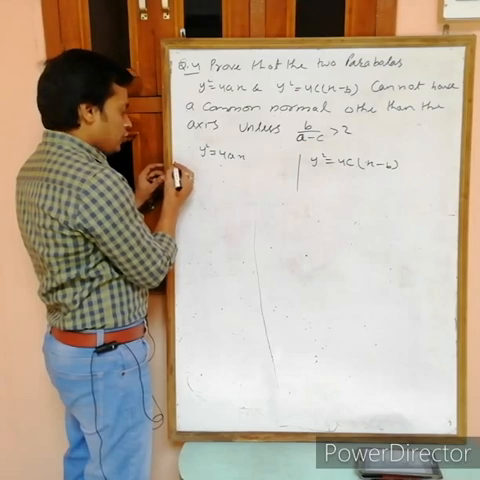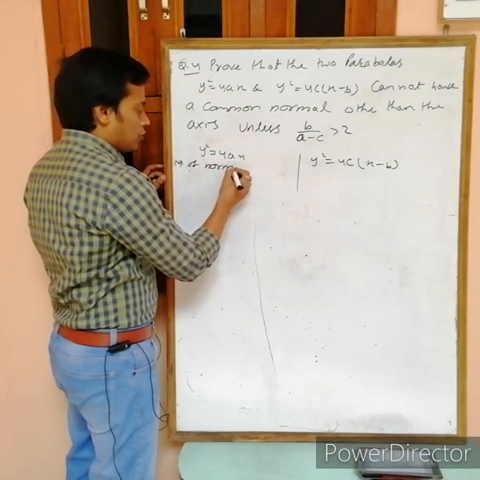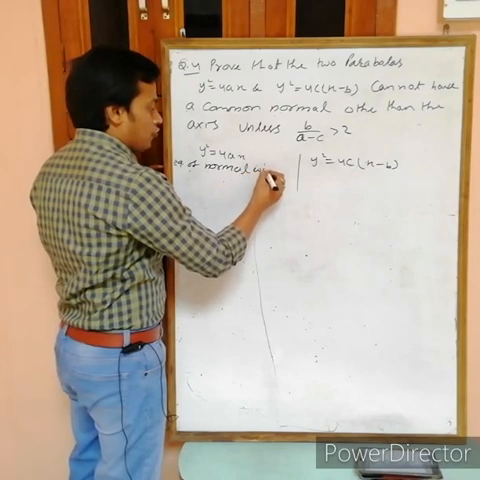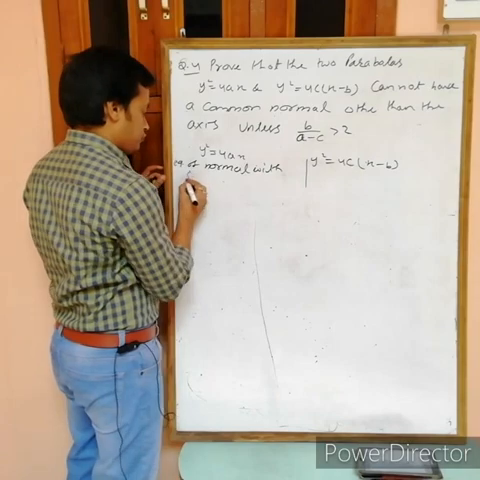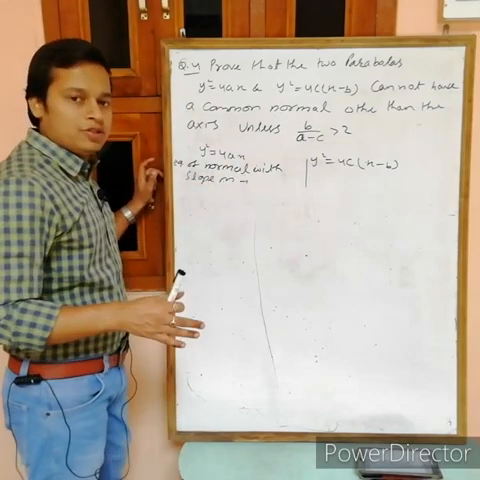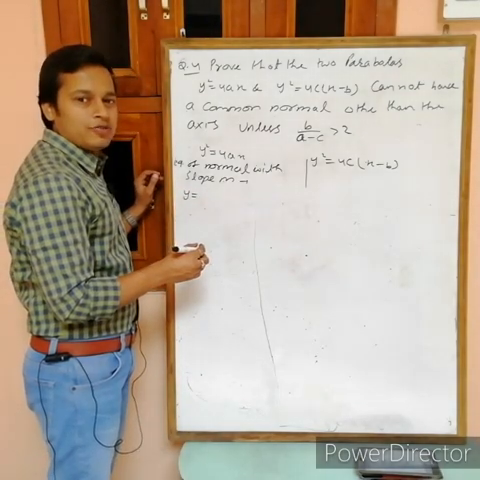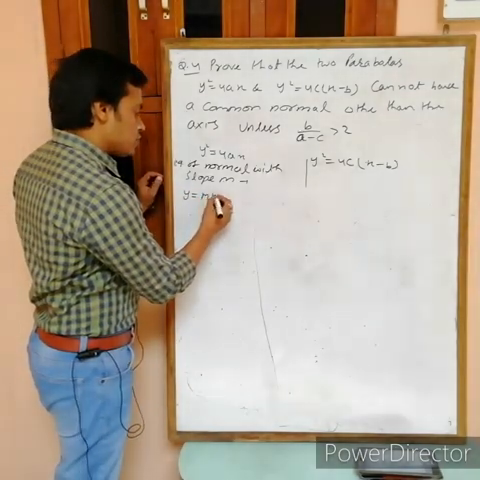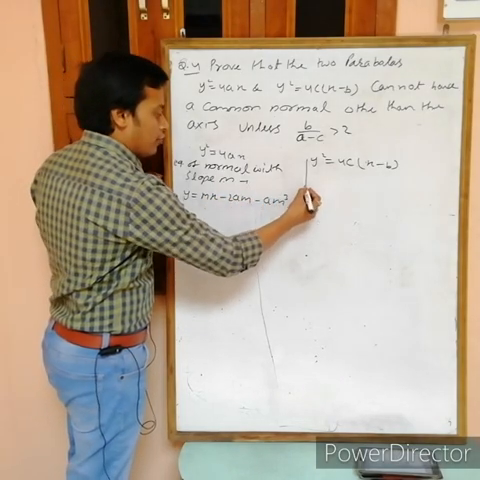So, the equation of normal with slope m. Okay, write the equation of normal with slope m. Then y equals mx minus 2am minus am cube is the equation of normal for the parabola y square equals 4ax.